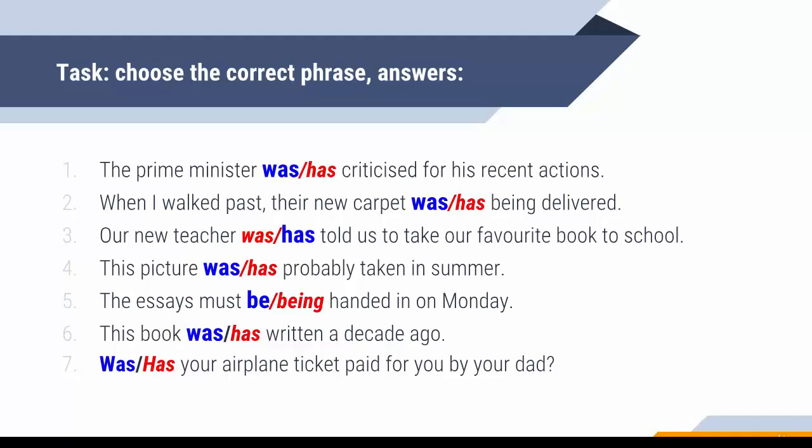This book was written a decade ago. This book was written. Passive, past simple. Ago is the marker. Was your airplane ticket paid for you by your dad? Question in past simple passive, which starts with the auxiliary was. Was your plane ticket paid for you by your dad?